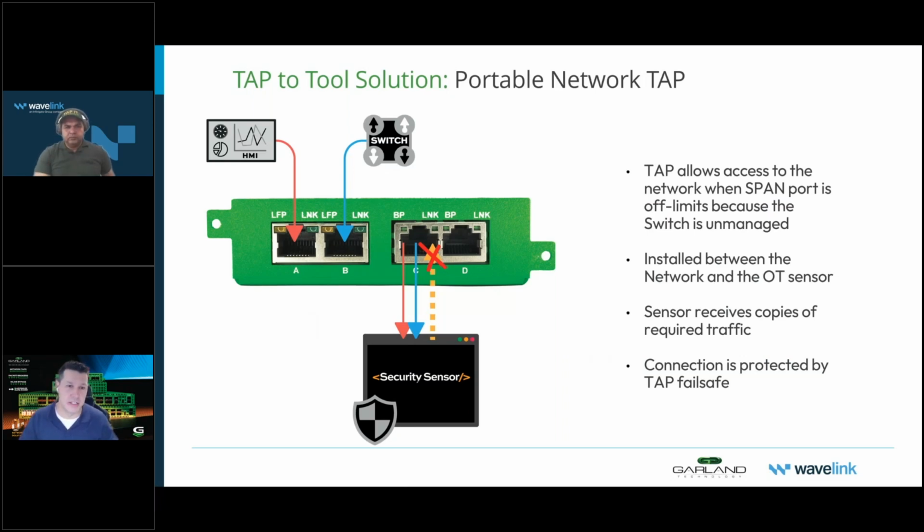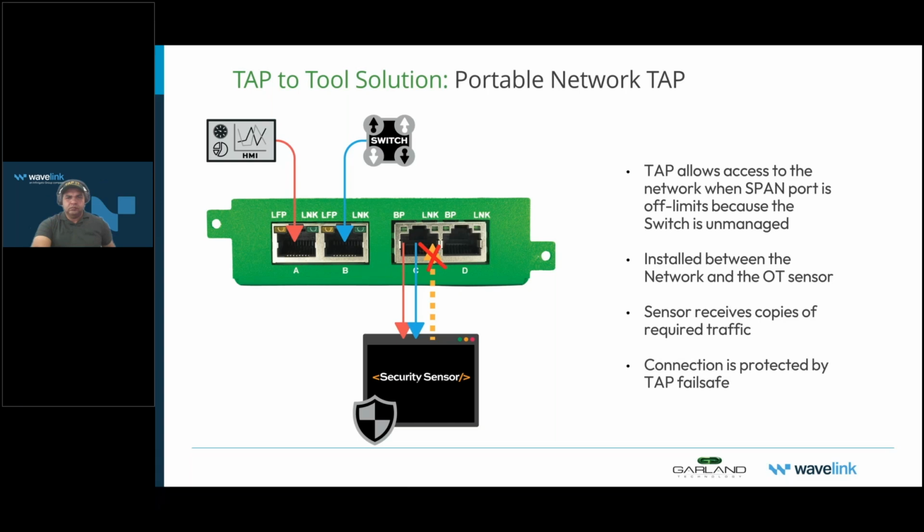Again, in this scenario, we're connecting between the HMI and the switch. It allows the tap to exit the network when span port is off limit, again, because we don't have the capability to do a span port on that switch. We're receiving traffic as required, and we ensure connectivity on that network. We mandate that traffic is ensured and allowed on the network because we've got fail-safe technology. So if we lose power on site, or if they're worried about any kind of outage in that network, that device is always up and online.